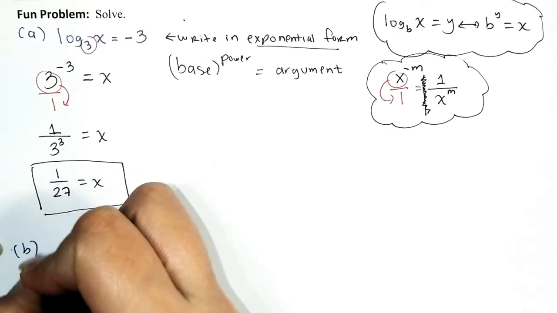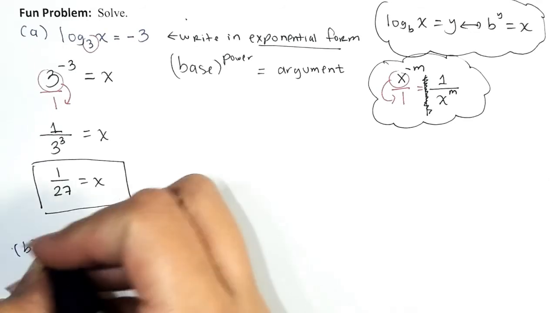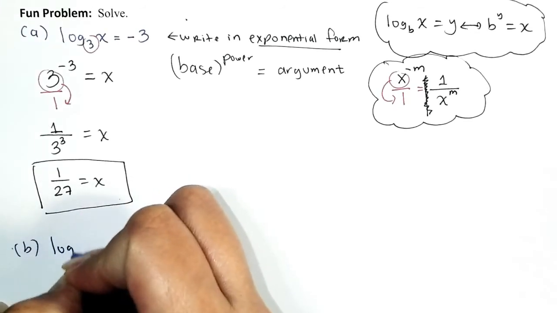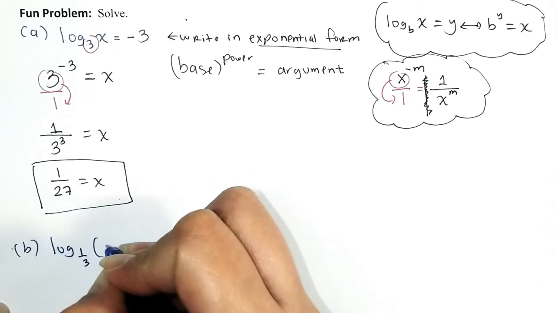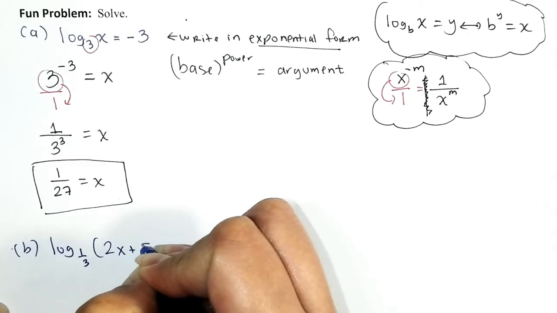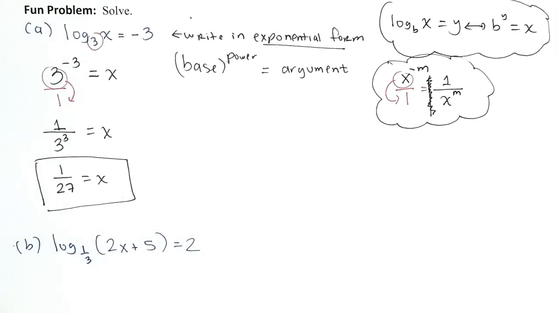So problem B, just give me a sec. For problem B, we have log base 1/3 of 2x plus 5 is equal to 2. Sorry, is equal to 2. My accent gets in the way at times.